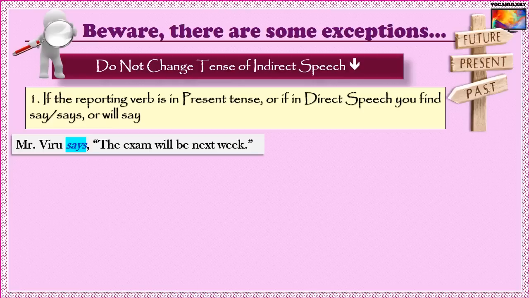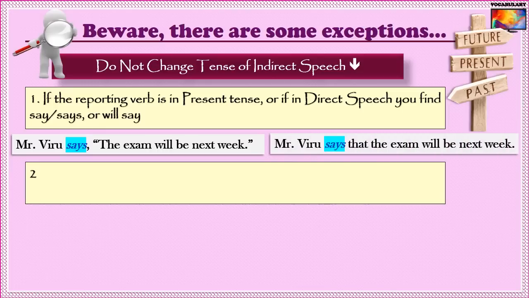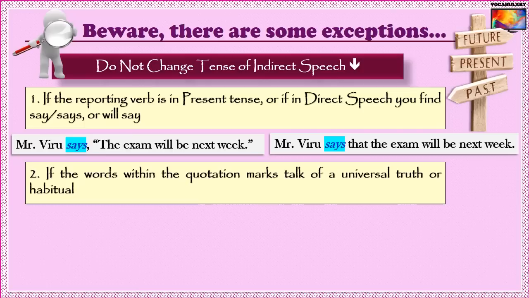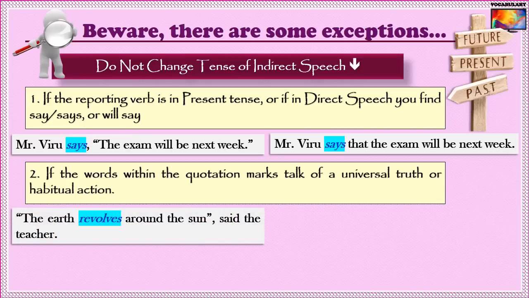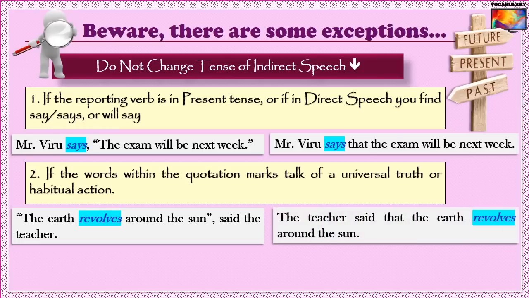In the second case, you do not change the tense of indirect speech if the words within the quotation marks talk of a universal truth or habitual action. Examples are, "The earth revolves around the sun," said the teacher. The indirect speech for this is, the teacher said that the earth revolves around the sun. The quotation contains a universal truth, so we use simple present tense in the indirect speech as well. The tense does not change.